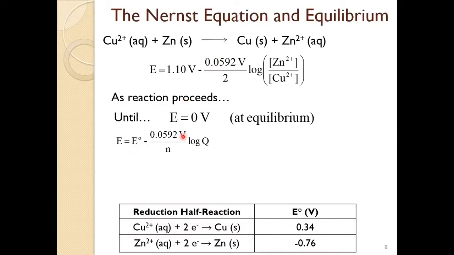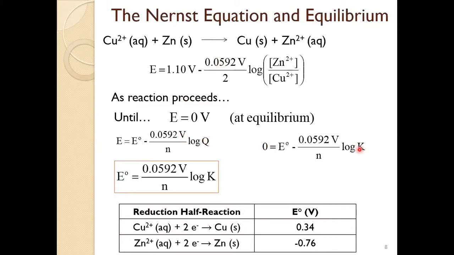So when we're at equilibrium, in other words, E is equal to 0. Also, at equilibrium Q becomes K. And then with a little bit of rearrangement, we get this equation, which relates the standard cell potential to our equilibrium constant. We can use this equation to calculate K if we know the standard cell potential, or if we know K, we can calculate the standard cell potential.